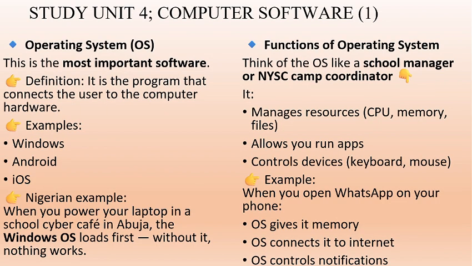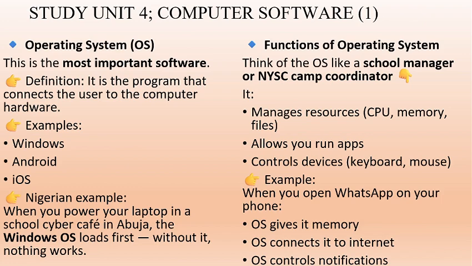For an example, with the other apps on the phone, you're able to share with another phone. You can use your phone to send pictures and videos to another phone without even stressing yourself. So this is the work of the operating system. It helps to connect the users to the computer hardware. A Nigerian example of this is when you power your laptop in a school cyber cafe in Abuja, the Windows OS loads first. Without it, nothing works.